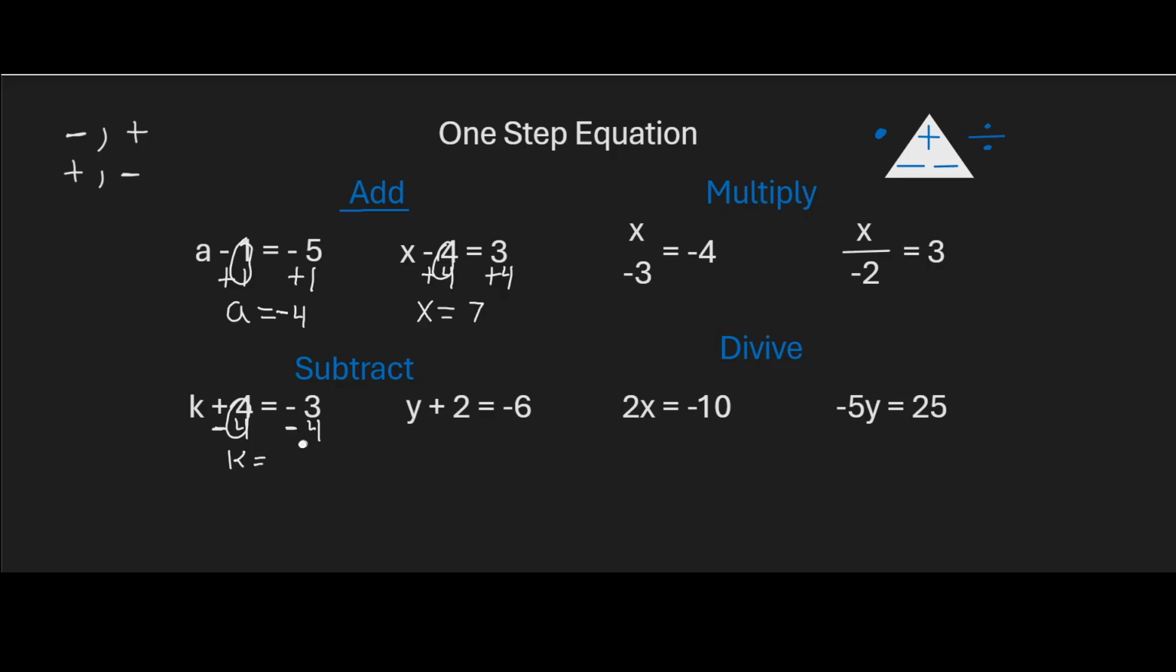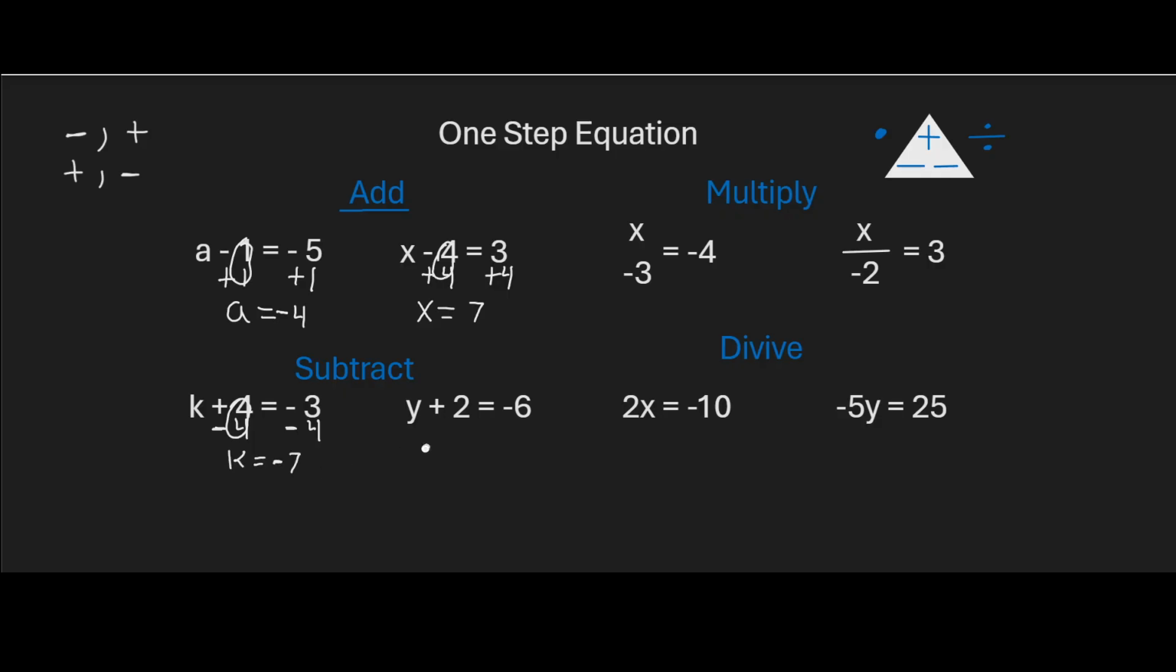On the other side, can you see that they have the same sign? Add it up and keep the sign. So that is going to give you -7. So the answer is k equals -7. That's the answer. Now k is by itself and we know its value.